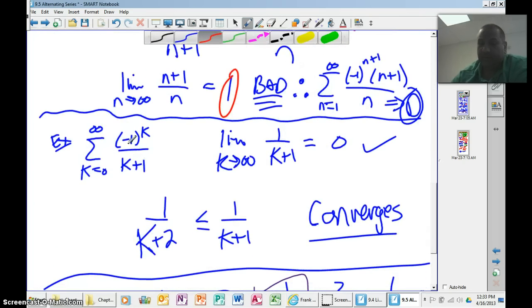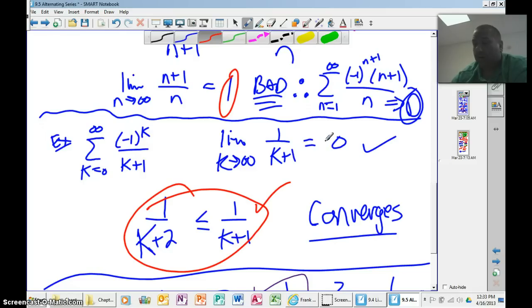Look at this one. Negative 1 to the k over k plus 1. Let's just go ahead and do it. Make sure you check to see if that's the case. One more term here would be k plus 2. So now this guy converges as k goes to infinity. This guy will converge.